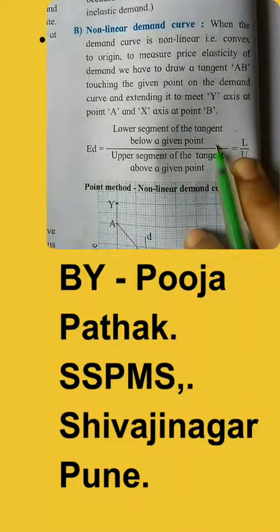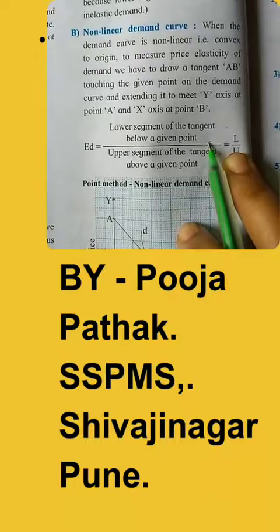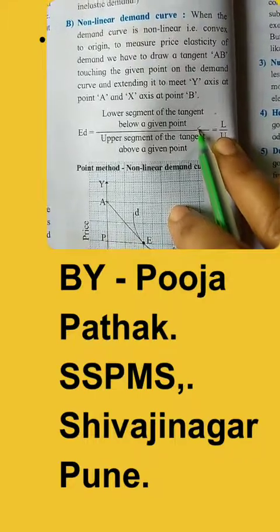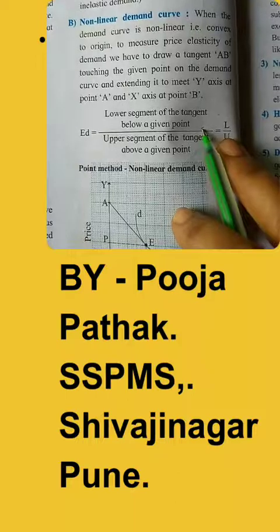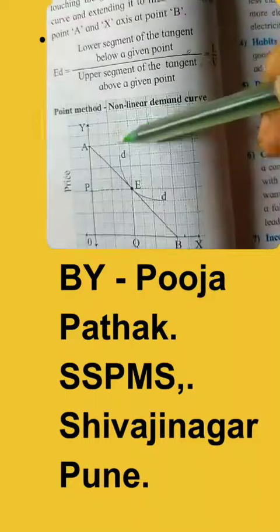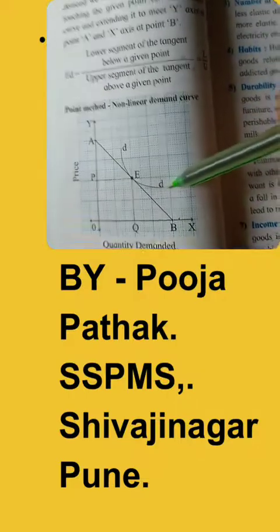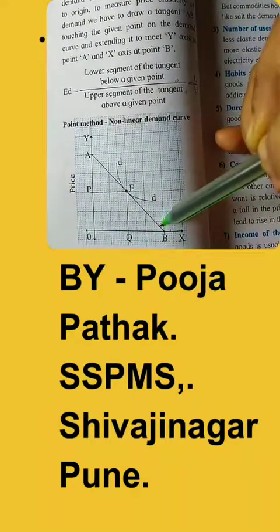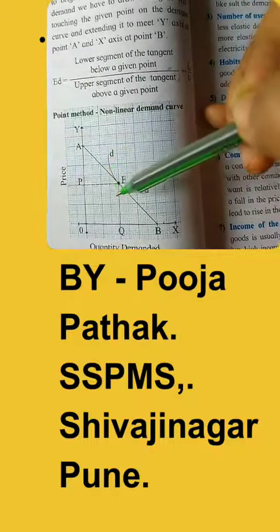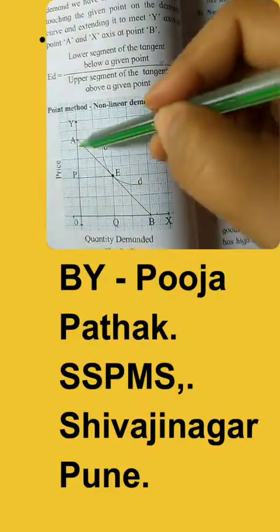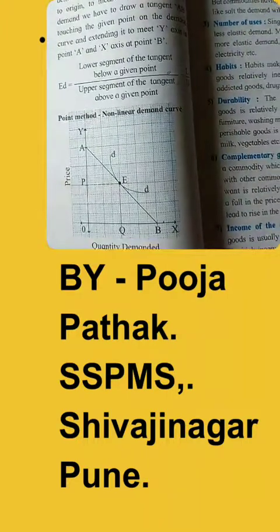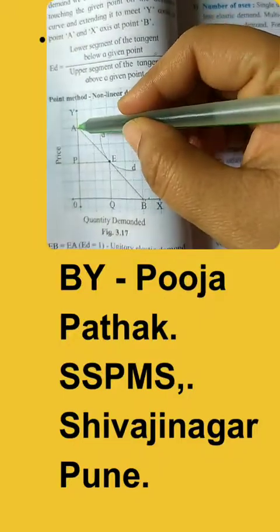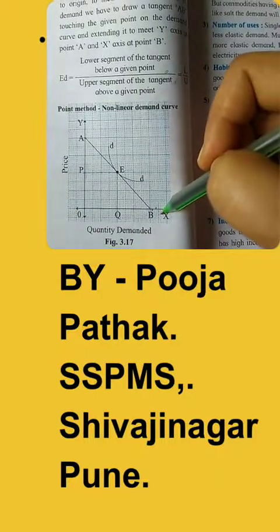Now, when the demand curve is non-linear, that is convex to origin, to measure price elasticity of demand we have to draw a tangent AB touching the point on the demand curve and extend it to meet the y-axis at point A and the x-axis at point B. Okay, so this is the curve. When this curve is given, you have to draw a tangent. Now what is a tangent? A tangent is a line which touches the circle from outside. So this is a curve which is there. You have drawn a line touching it, a tangent. Now that line is to be extended to meet the x-axis and y-axis: point A on the y-axis and point B on the x-axis.